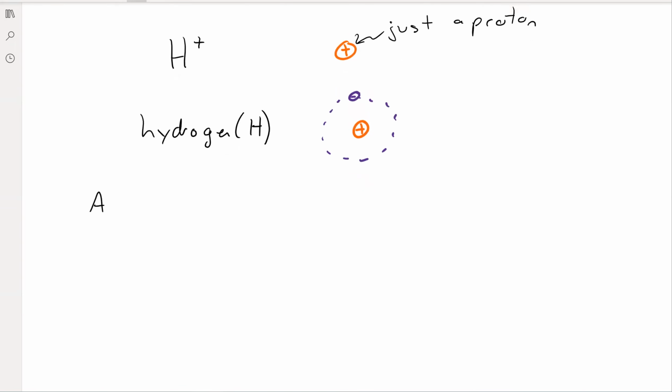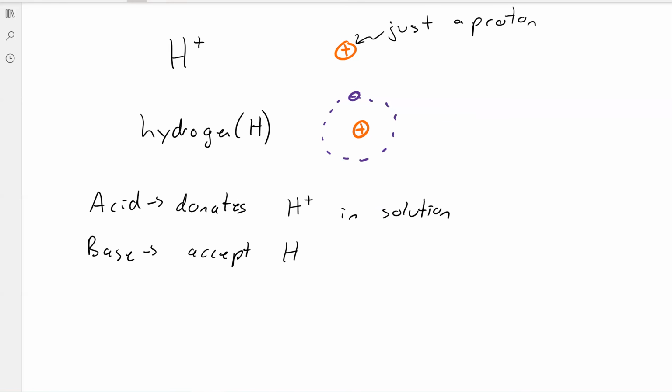So again, let's just review. An acid we're going to define as something that donates H plus in solution. Right, so it's going to give up a proton. It's a big molecule, and somehow it's going to eject out an H plus, a proton. And then the base is just the opposite of this. It's just going to accept that H plus. So if you have any protons flowing around in solution and you add a base, it's going to take up that H plus.